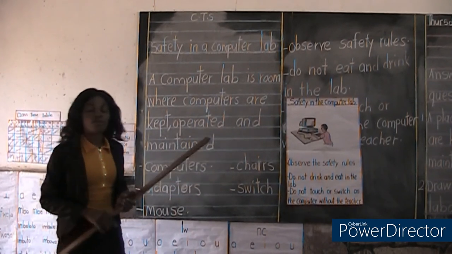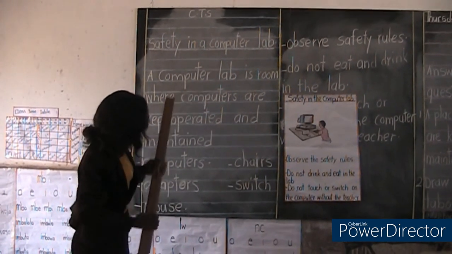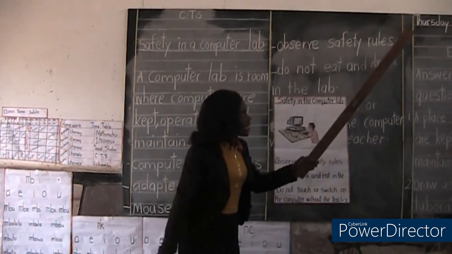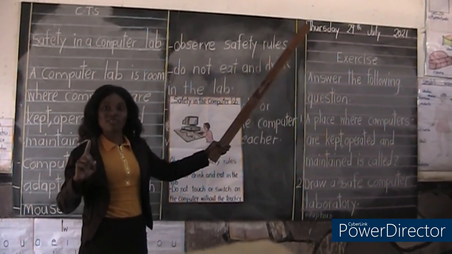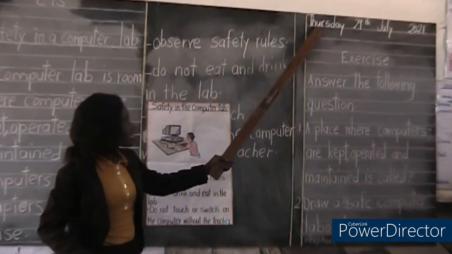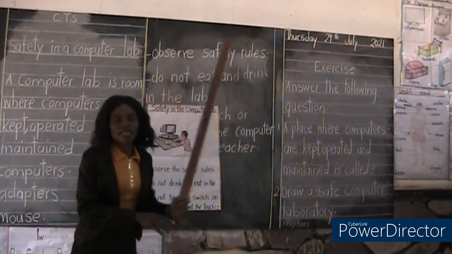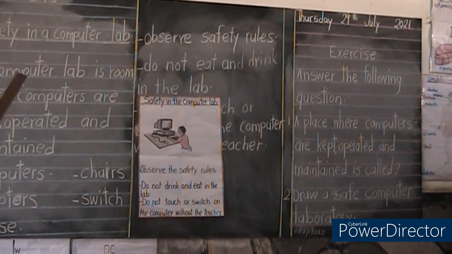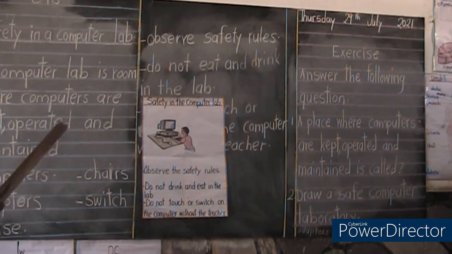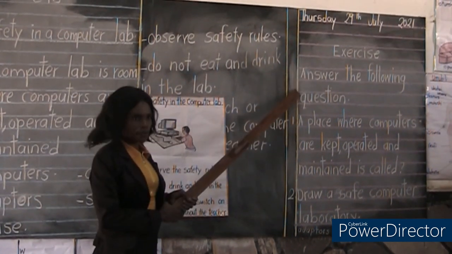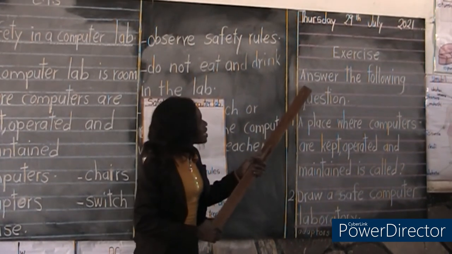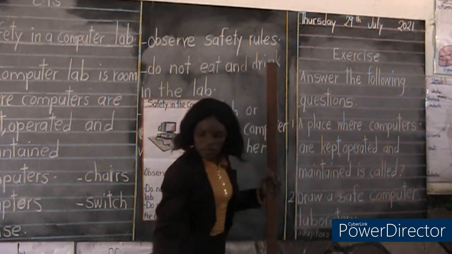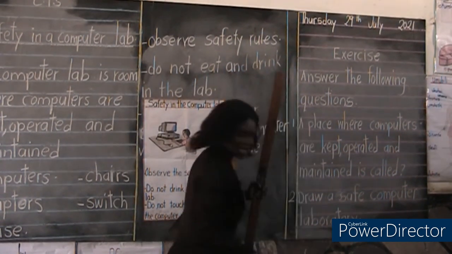So now what you are going to do, I'll give you an exercise from the same things you have learned today. For you to write, you only write what I'll tell you. You write the date. Remember, always you're supposed to start with the date. So you write the date, Thursday, 29th July, 2021. Then you write the topic here: Safety in the computer lab. Copy short notes that we have learned about the computer lab. Then you write the exercise for today, which says: answer the following questions that the teacher has given you here.